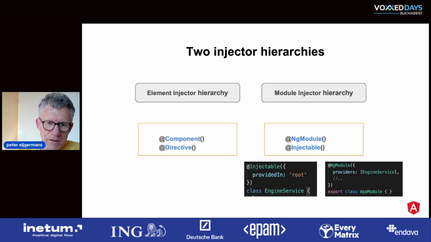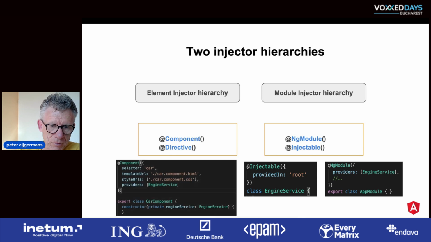At element level, the element is a component, and the directive is also an element. We can define providers also, you see here. But how does that work? I will show you.